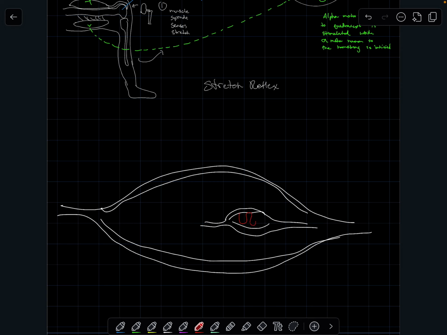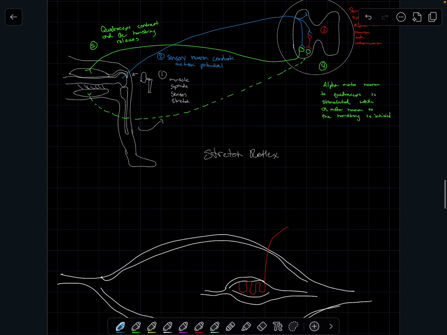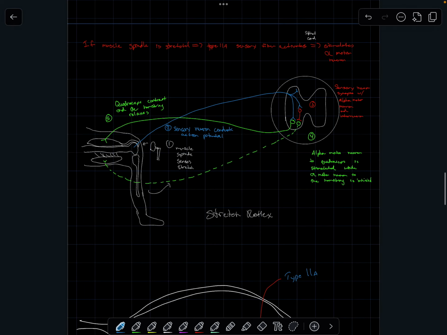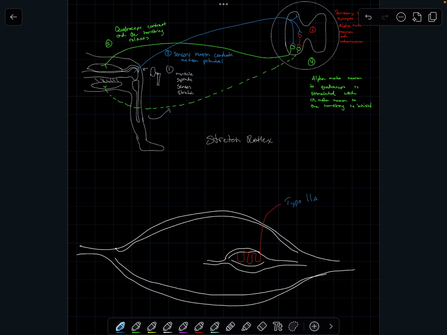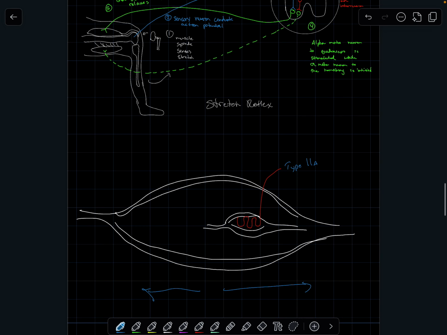respond to stretch through the type 2A sensory fibers. Now, if a muscle stretches, it'll send a signal through the type 2A sensory neuron, which will then go to the spinal cord, and we'll have a contraction of sorts.